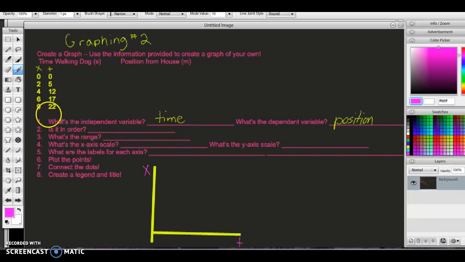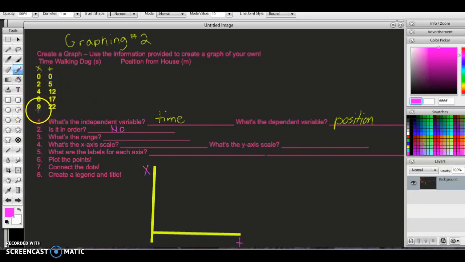Is there order in the numbers? So is there order from 0 to 9? No. Is there order from 0 to 22? No. And order just means, do they flow in a sequence? No, they do not.